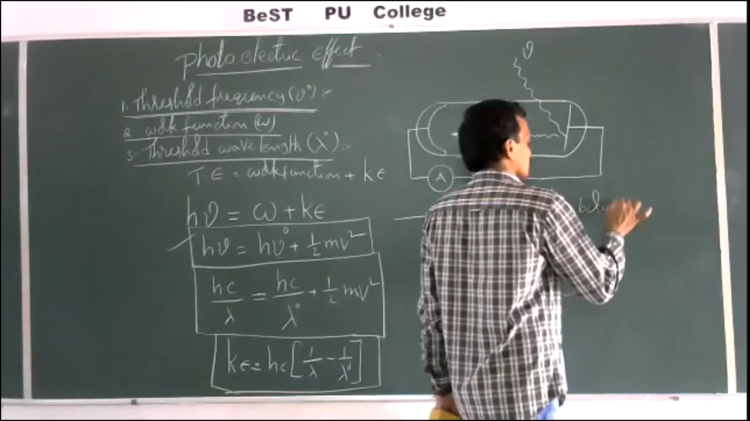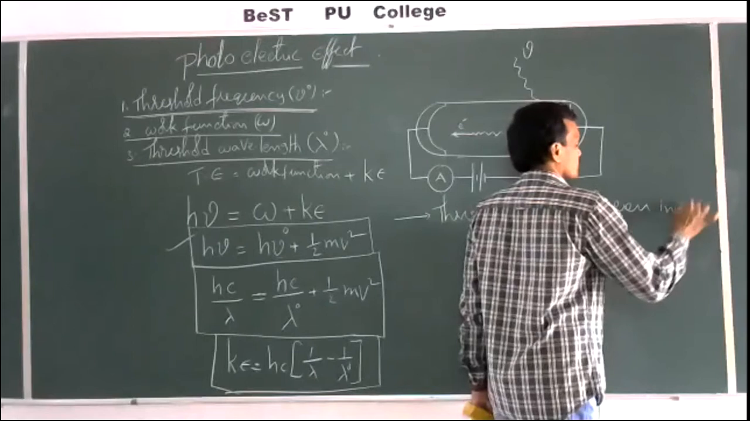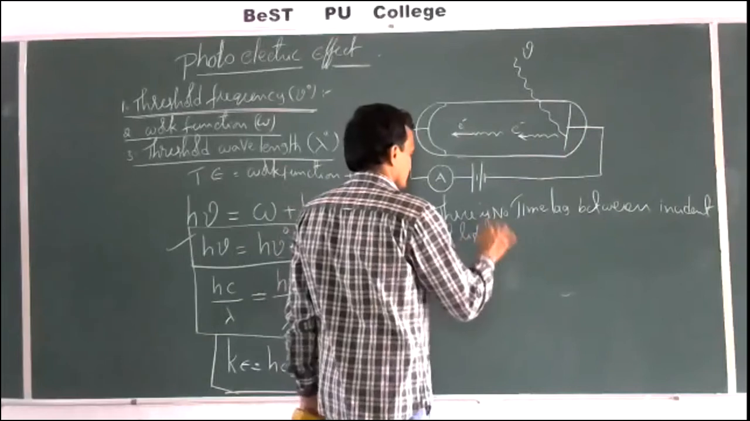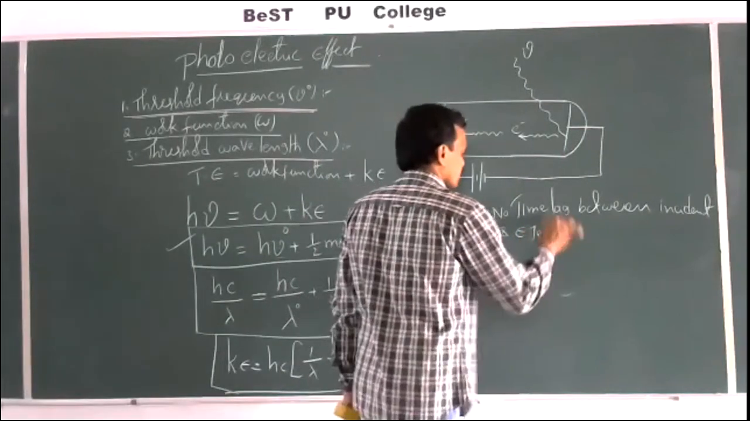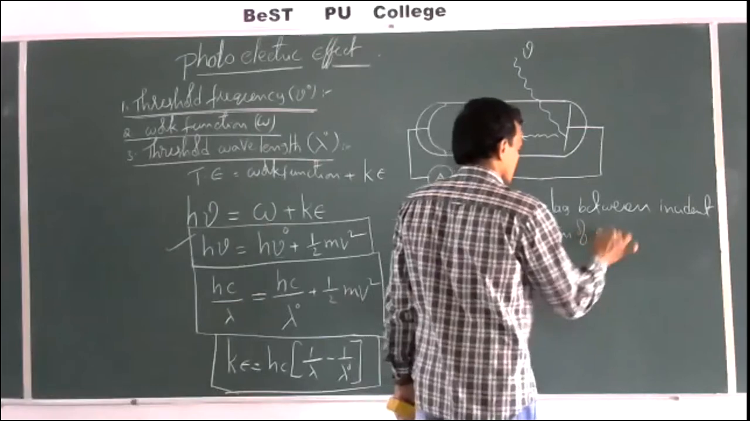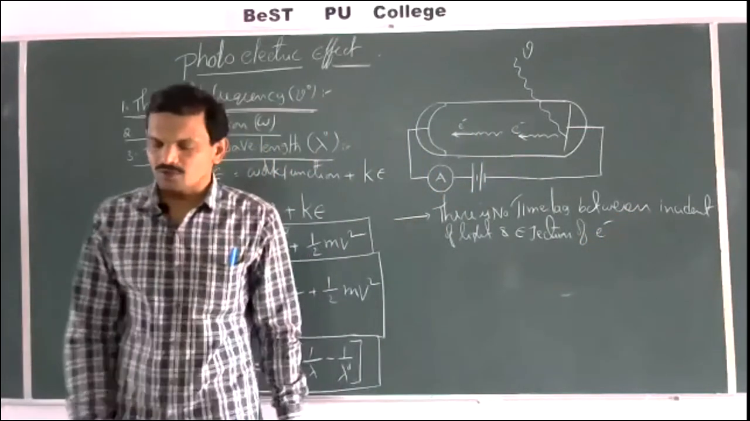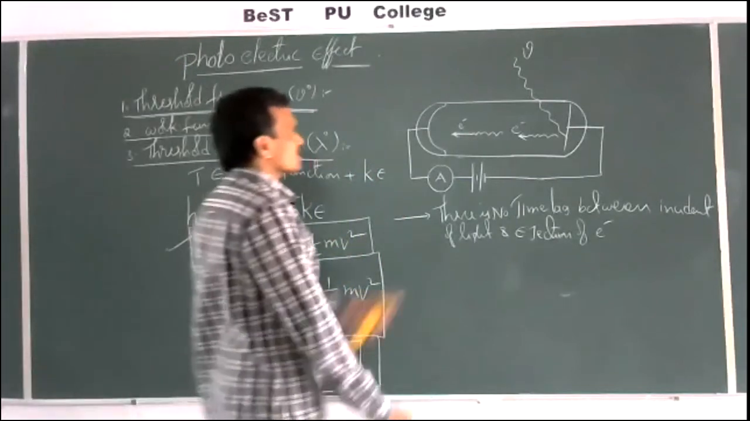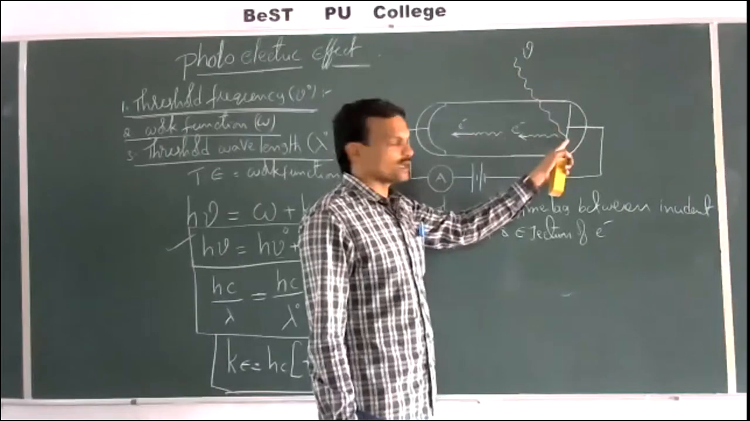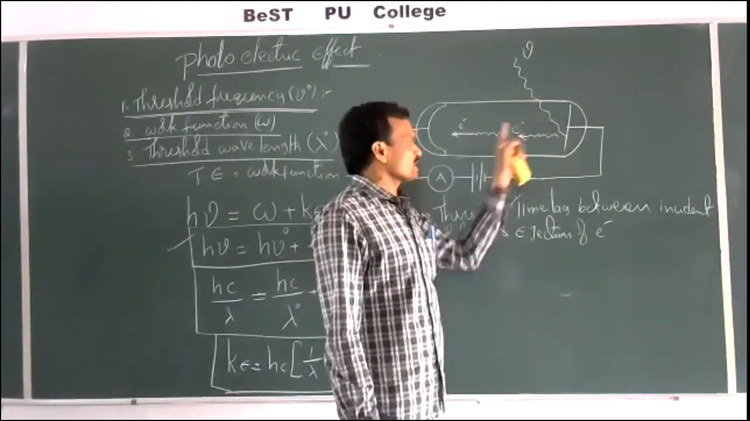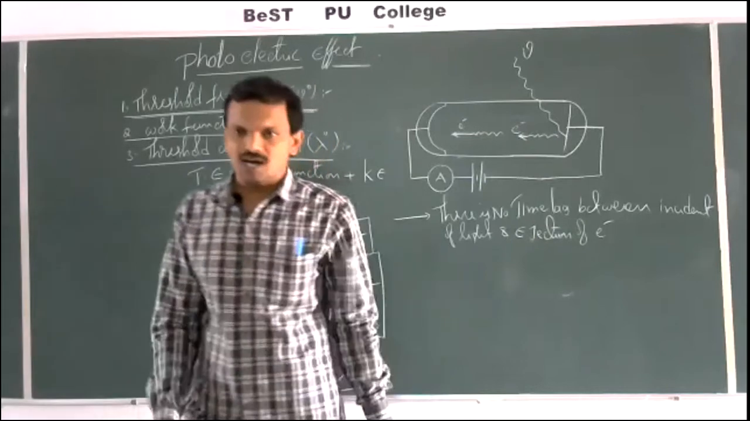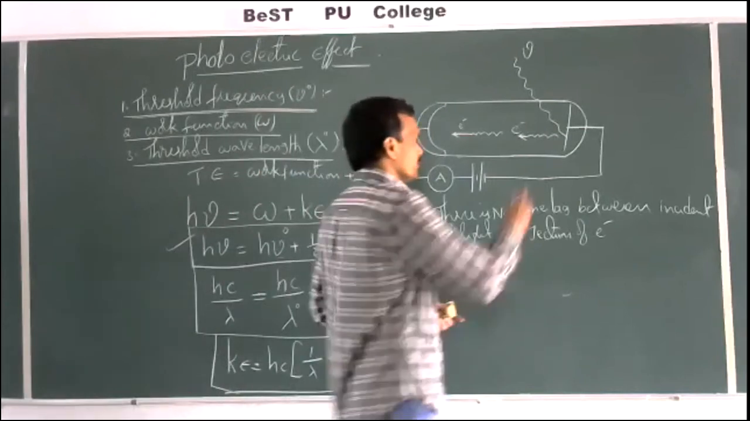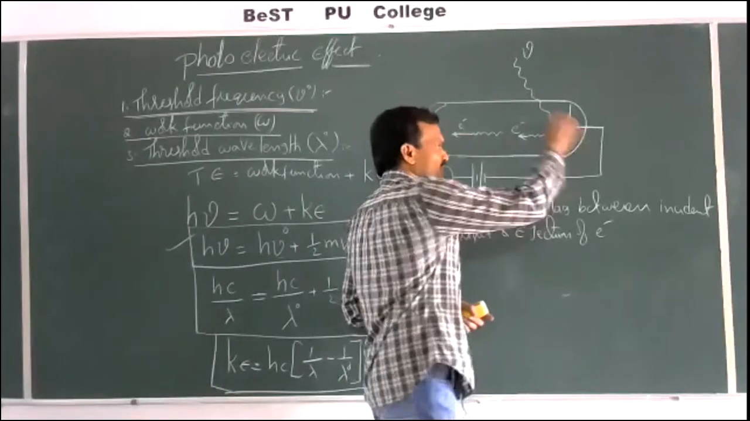There is no time lag between incident of light and ejection of electrons. As soon as a light is made to fall on the surface of metal, immediately the electrons will get ejected. There is no time gap between the incident of light and ejection of electrons. Immediately, whenever the light strikes the metal surface, electrons will eject.